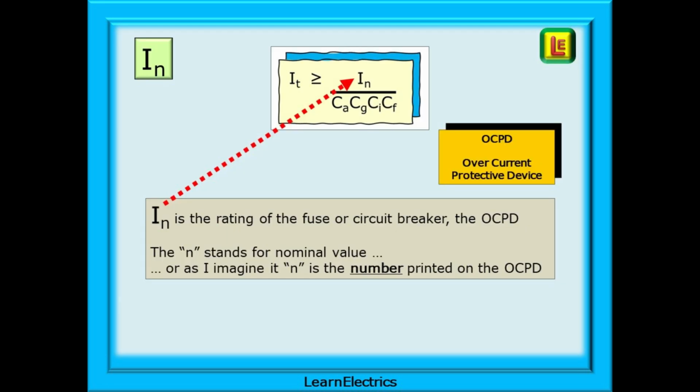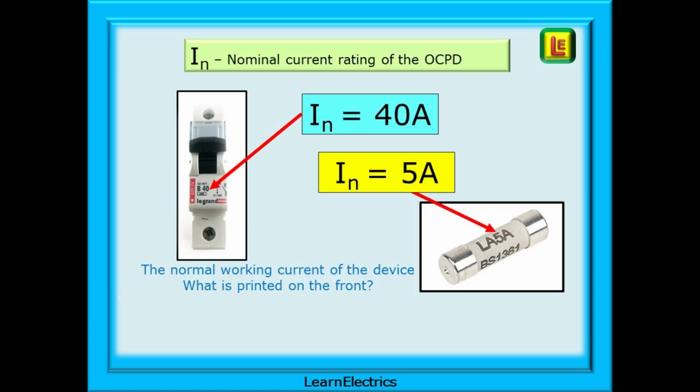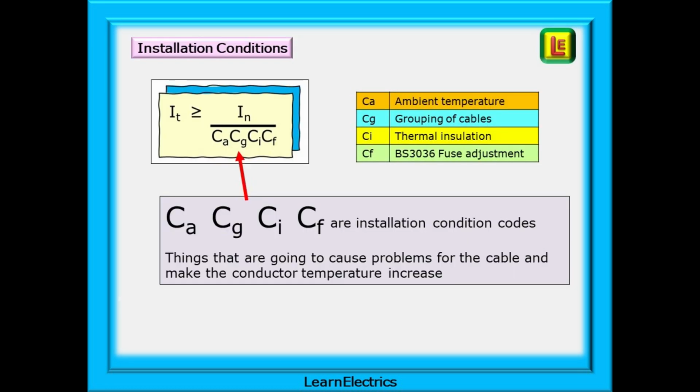IN is the rating of the fuse or circuit breaker, the OCPD, or overcurrent protective device. The N stands for nominal value, or, as I imagine it, N is the number printed on the device. The breaker on the left has an IN of 40 amps. This is the number printed on the device. We say that the nominal current is 40 amps. The fuse has 5 amps printed on it. It has a nominal value of 5 amps. IN is 5.